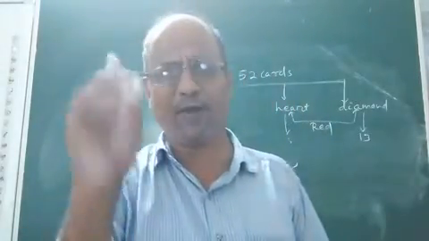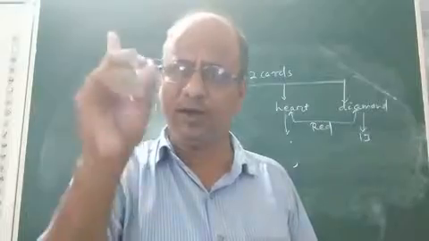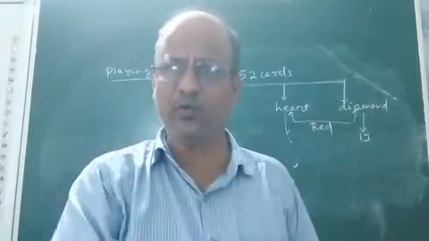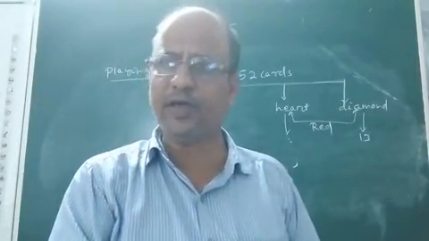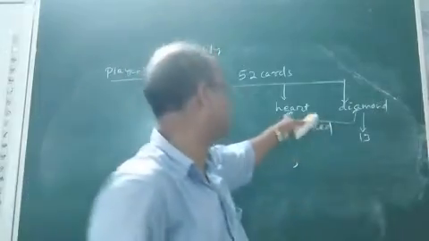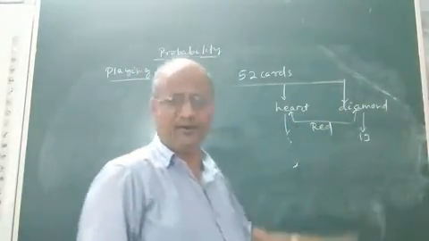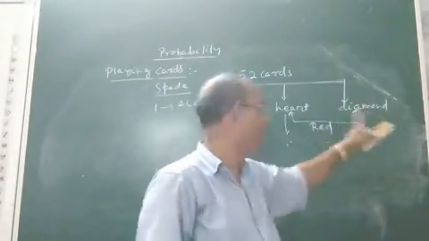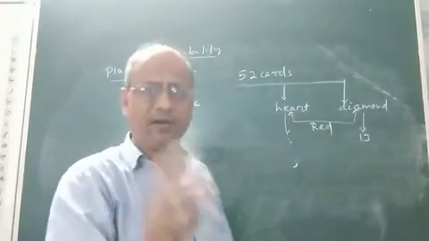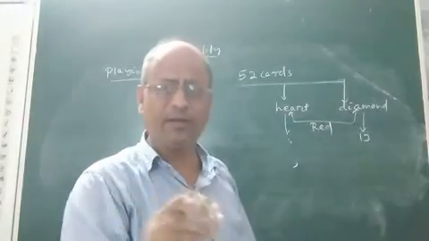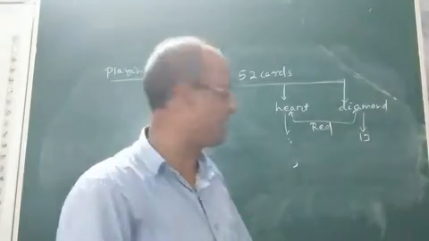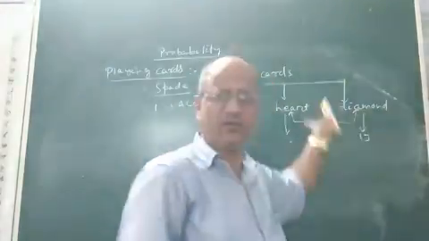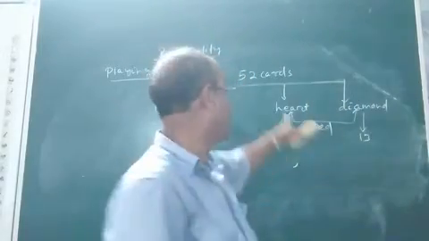Then each suit will have one ace or ikka, one jack, one queen and one king. Now similarly in the case of heart and diamond, the two red suits, they will also contain one ikka, one king, one queen and one jack, both the diamond and the heart.